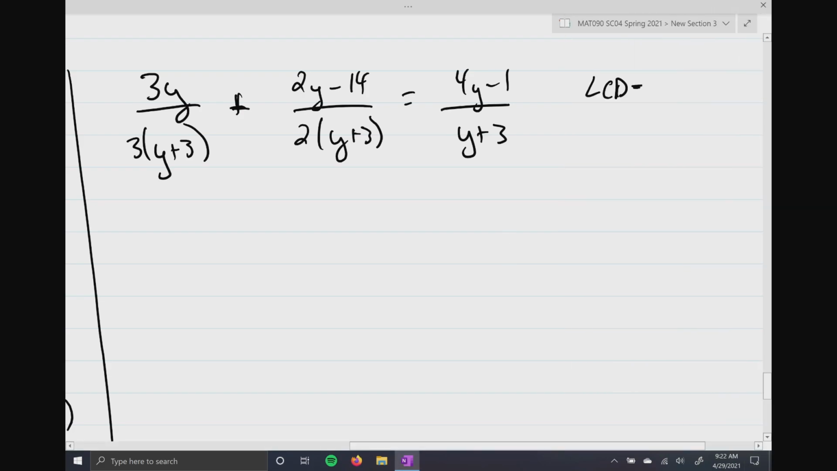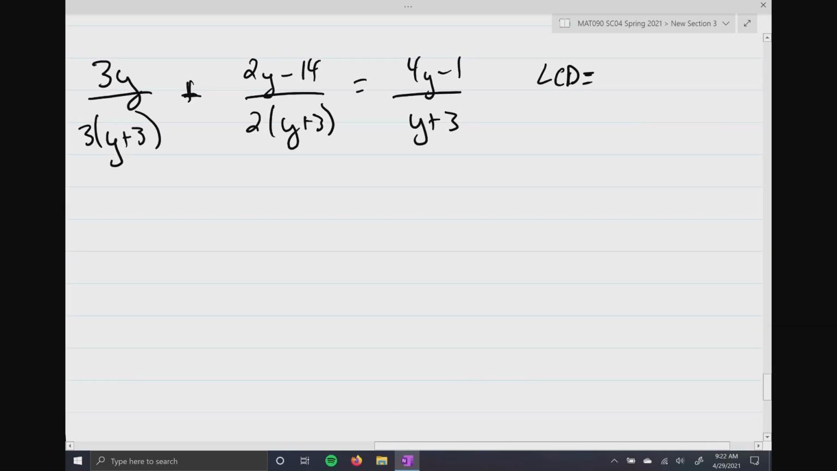Now, from here, the LCD is going to be the, excuse me, it's going to be the multiplication of unique factors. Okay, it's going to be the product of unique factors. So 3 is unique, 2 is unique, and it doesn't matter which one you pick. So I'm just going to pick this last one here. And the y plus 3 is unique. So 2 times 3 times y plus 3, which is 6 times y plus 3.